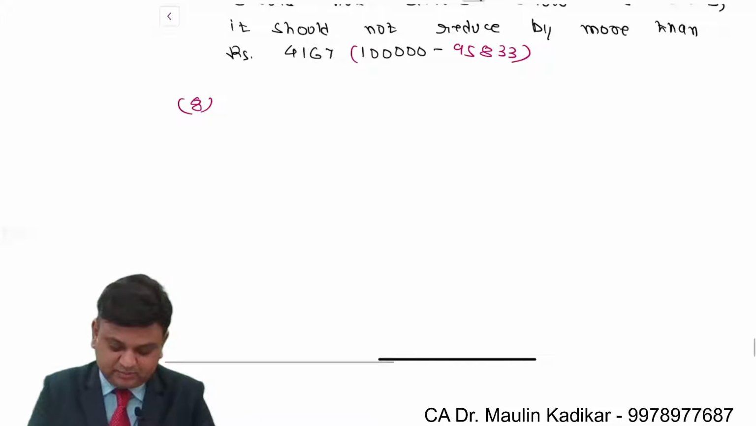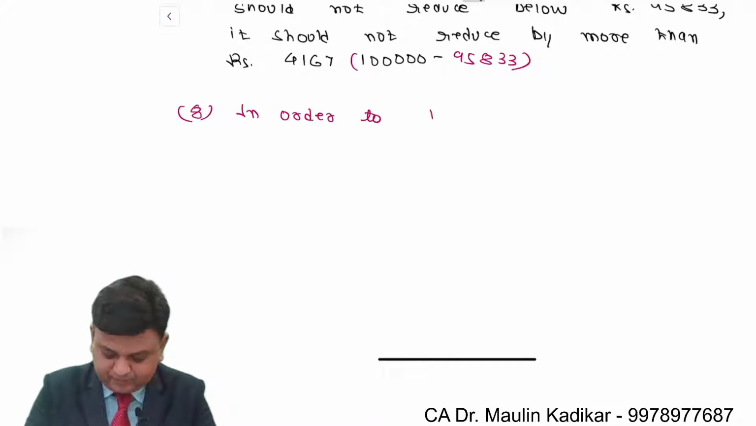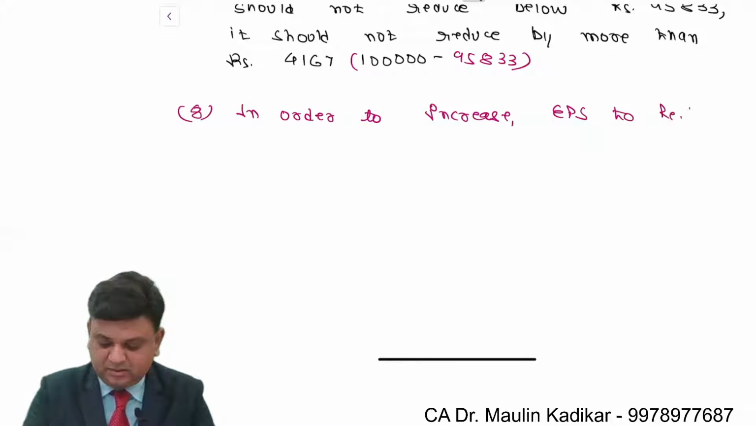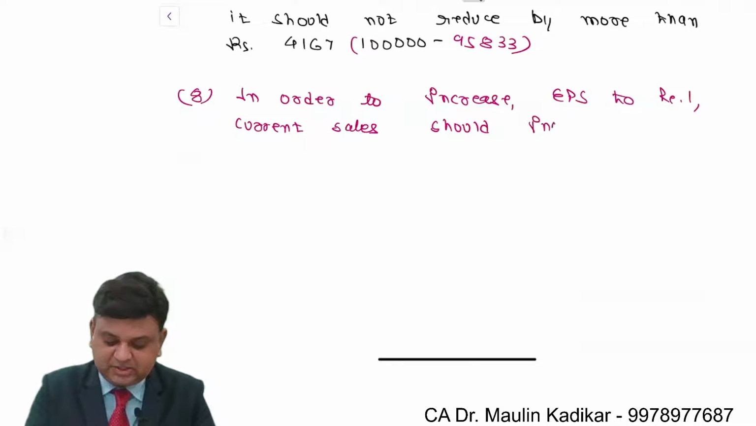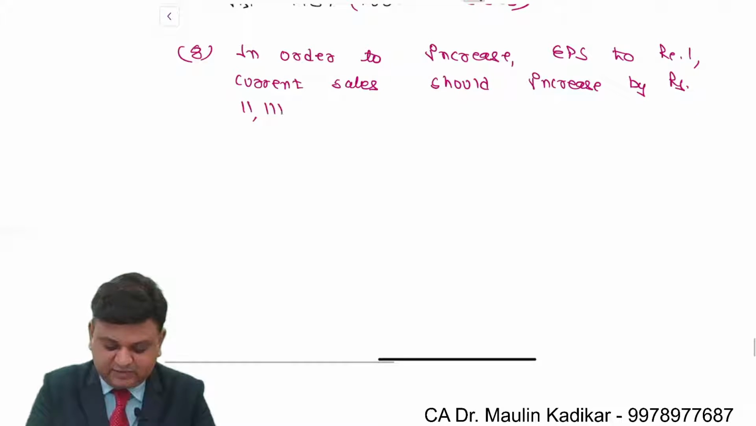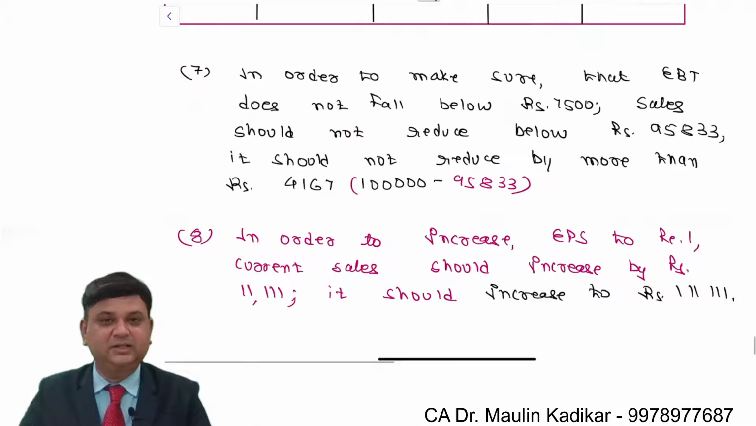So the answer of the 8th question: in order to increase EPS to rupee 1, comma, current sales should increase by rupees 11,111, comma, it should increase to rupees 1,11,111, full stop. This is the way we are required to write the answer.